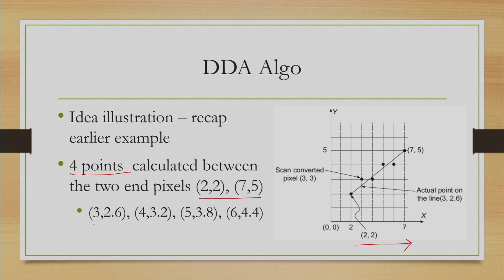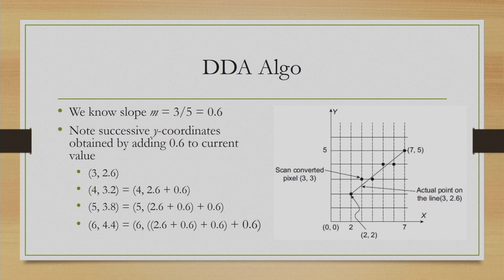Now, these 4 points are (3, 2.6), (4, 3.2), (5, 3.8) and (6, 4.4). Now, we have a closer look at these points, what they tell us. We computed that slope is 3 by 5 or 0.6. Now, the successive y values are actually addition of this slope value to the current value.